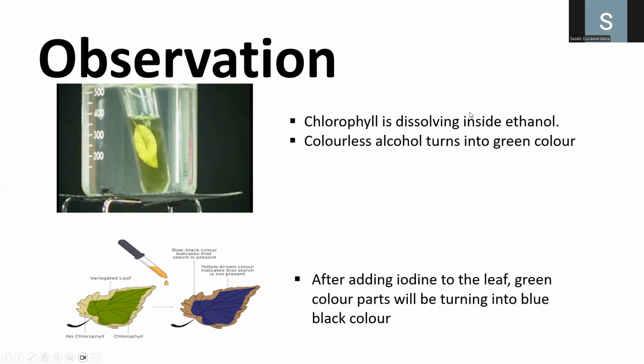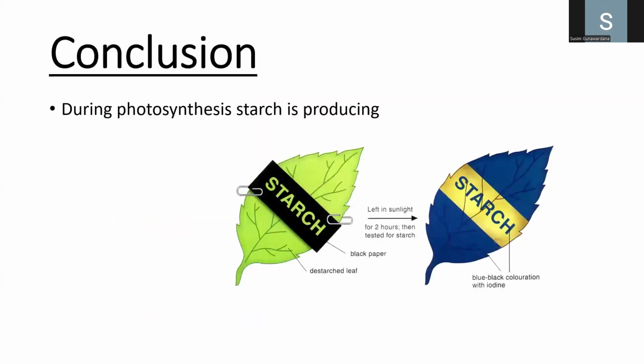Chlorophyll is dissolved inside the alcohol. You can see that the colorless alcohol is turning into green color. The reason is the chlorophyll inside the leaf is dissolving inside this alcohol solution. After adding iodine to the leaf, you can see the green parts of the leaf turning blue-black. From that, we can predict that the green plants are producing starch. So our conclusion is that during photosynthesis, starch is produced.